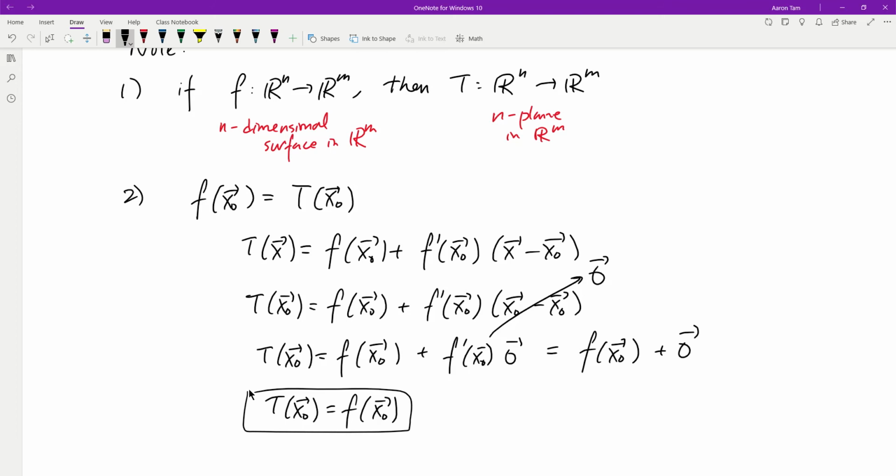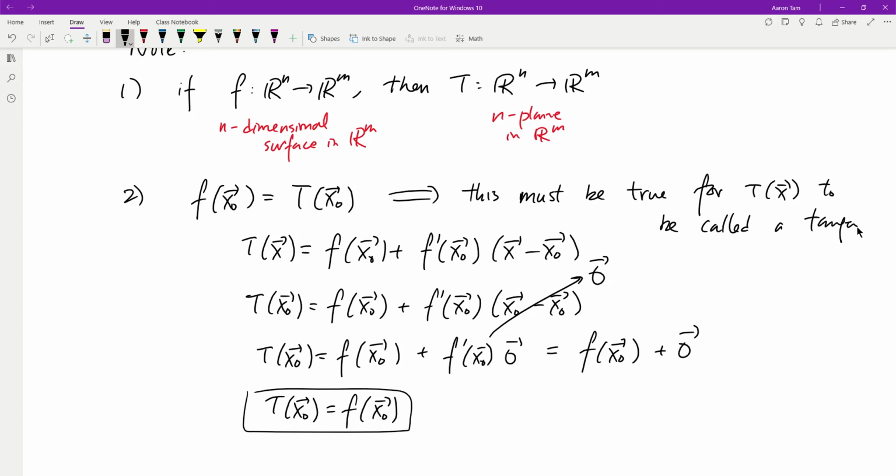This must be true for a tangent approximation. This statement must be true for T of vector x to be called a tangent approximation. I'll explain a little bit more as we go along, don't worry. So why do I make such a big deal with all of this?